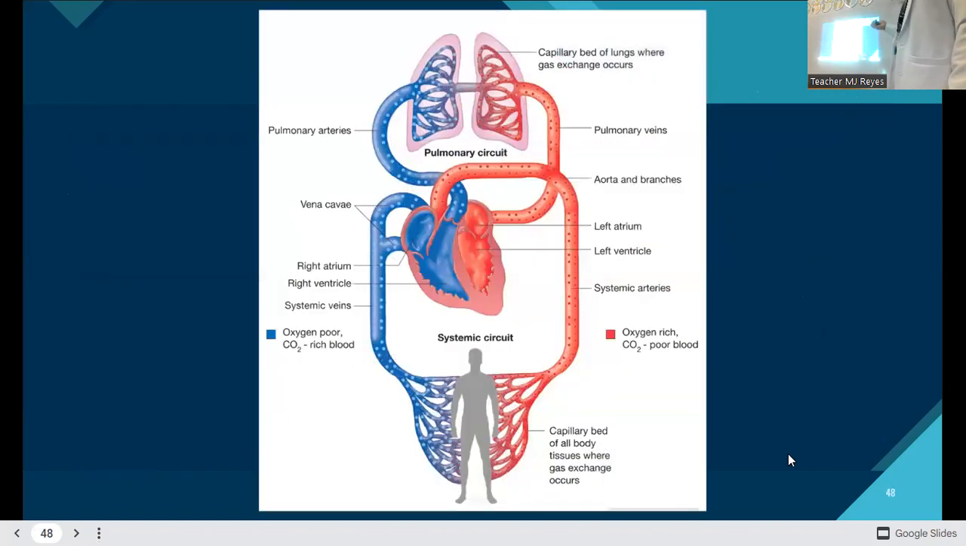This is the blood circulation, or circulatory system. It is happening again simultaneously. We have pulmonary circulation here. This is the pulmonary circulation. And this is the systemic circulation. Let's take a look at this one. I will let you see the actual illustration.